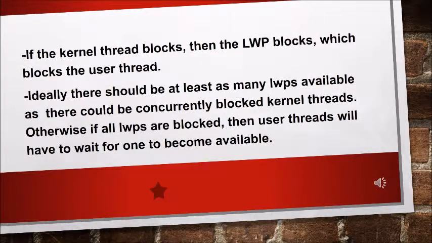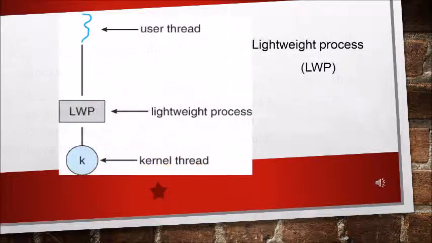If a kernel thread blocks, then the LWP blocks, which blocks the user thread. Ideally, there should be at least as many LWPs available as there could be concurrently blocked kernel threads. Otherwise, if all LWPs are blocked, then user threads will have to wait for one to become available. This is the lightweight process, LWP, which sits between user threads and kernel threads.